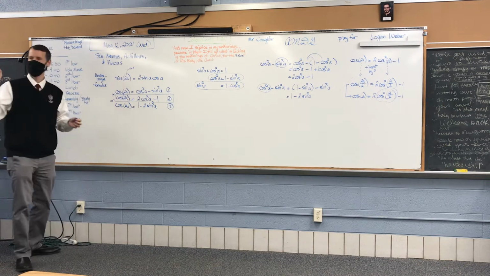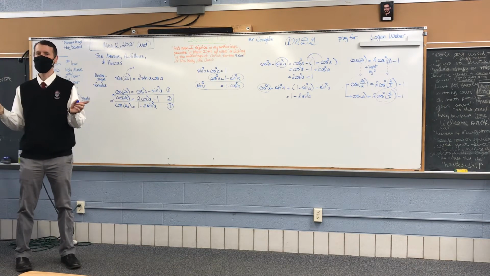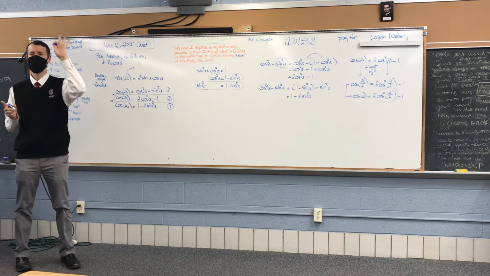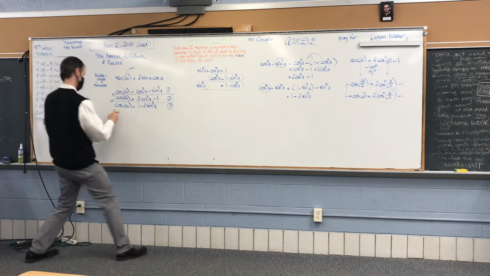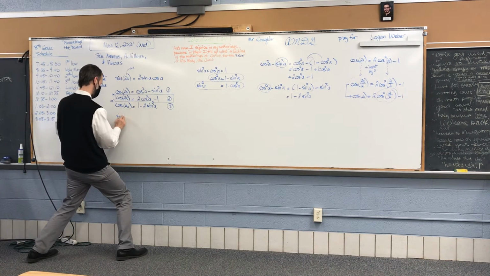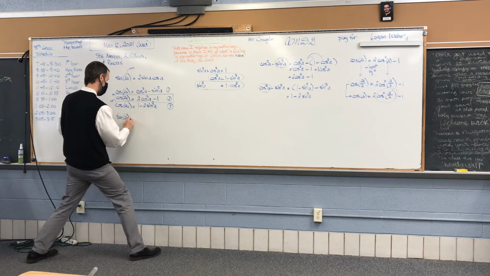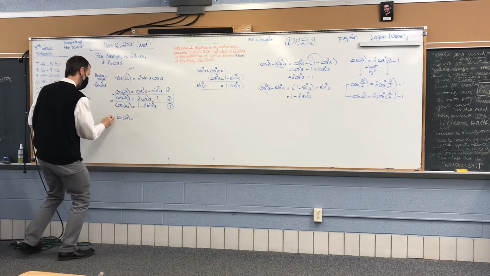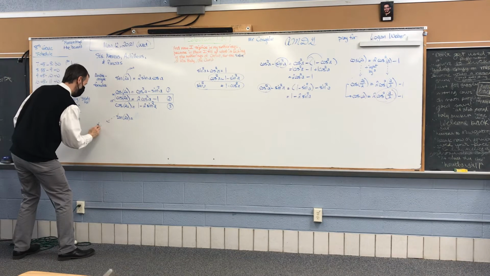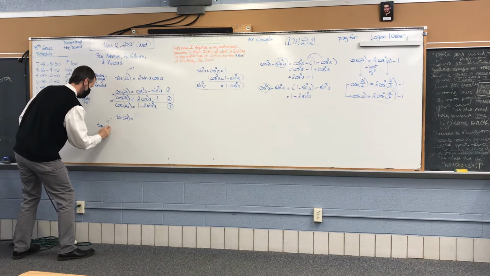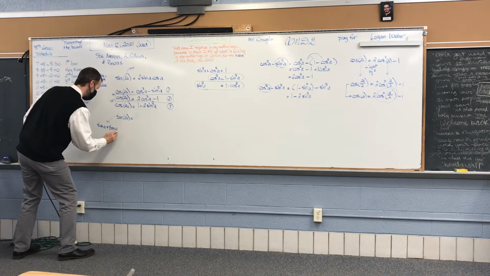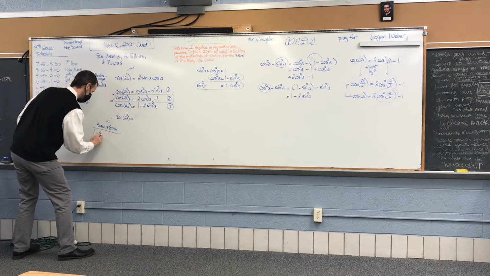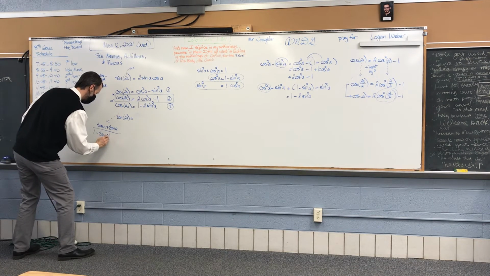Did anybody not get the tangent double angle formula from yesterday? Okay, let me write down the tangent formula before I forget, sorry. Tangent of 2a is equal to 2 tan, well actually, let me just show you where it comes from. It's tangent of a plus tangent of a over 1 minus tangent of a times tangent of a.